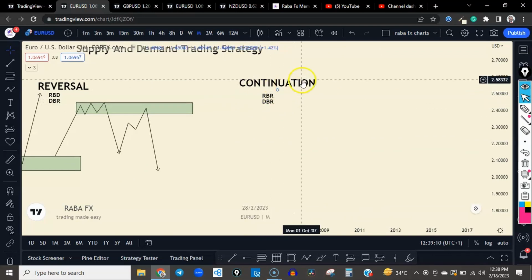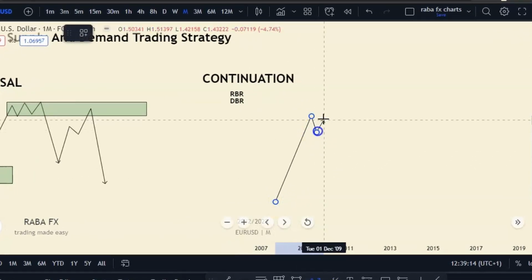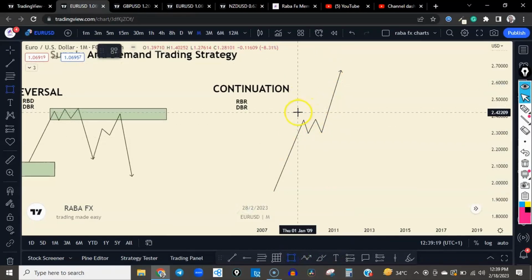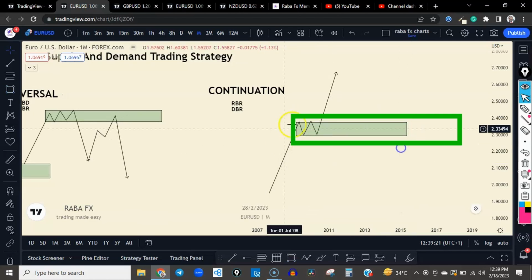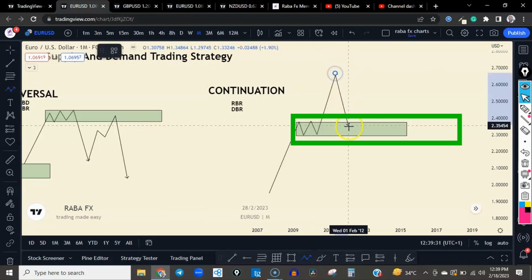Example of a continuation play here is a rally, base, rally, reaccumulation. Remember I told you reaccumulation, market moves up, accumulates here, and then pushes higher. This base here is a consolidation, and that is your point of interest, meaning when price comes back here, you should look for entry.